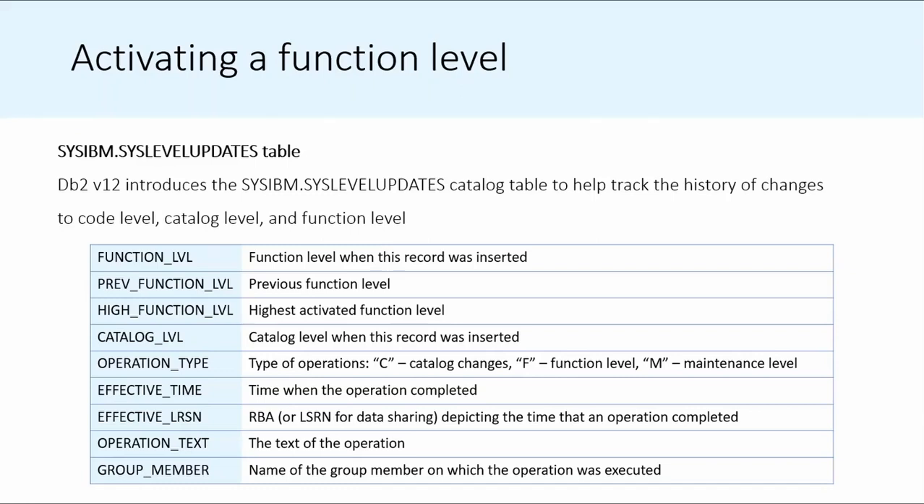I will not read through each one of these changes that are available here, but we can see that there are function level, catalog level, group level, or group member, each little pieces of information that are helpful to track any changes to all of these levels. So that SYSLEVELUPDATES table is very helpful in terms of being able to look at what function level, catalog level, code level you are at.